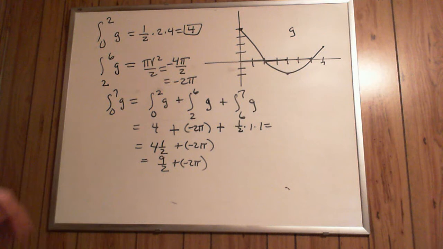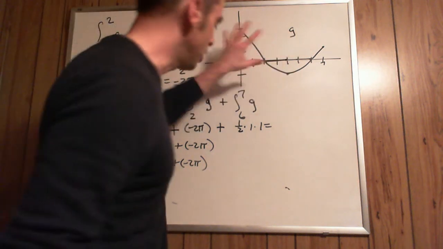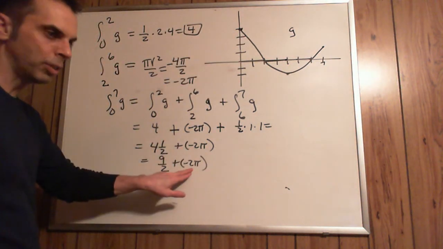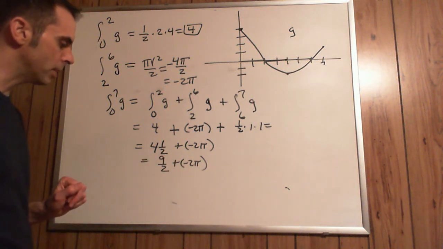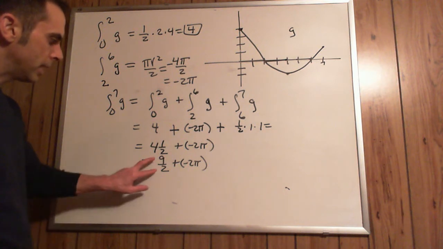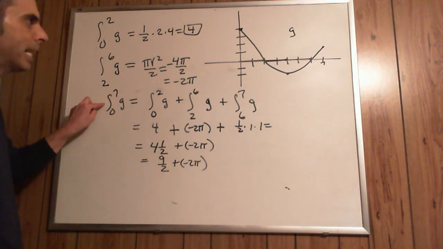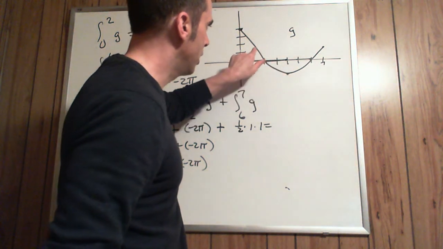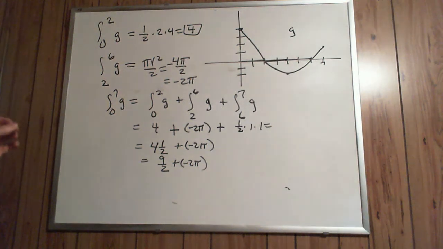Now what's interesting here is that the overall value from 0 to 7 of g is negative. This is just over -6. Pi is 3.14, so about -6.28. And this is 4.5. So the overall value of this integral is negative because there's more area that lies below the x-axis than above the x-axis. Therefore the value of this definite integral overall is negative.